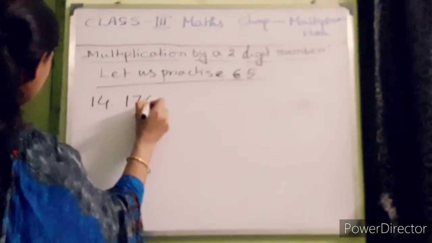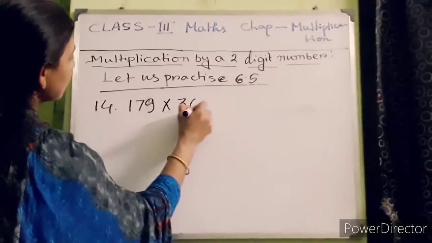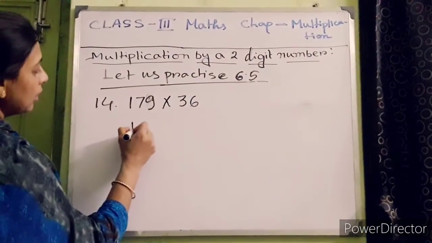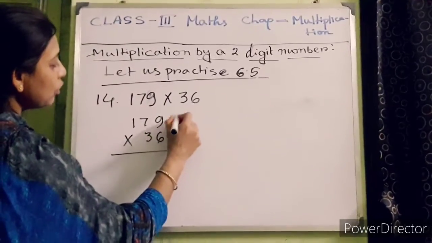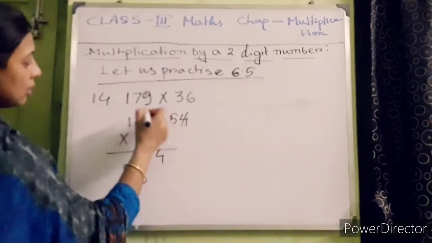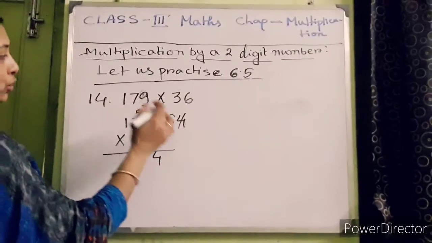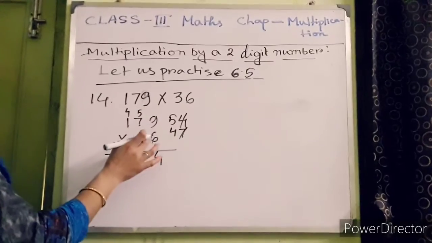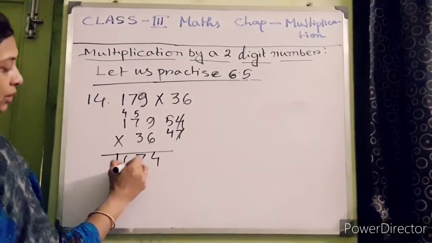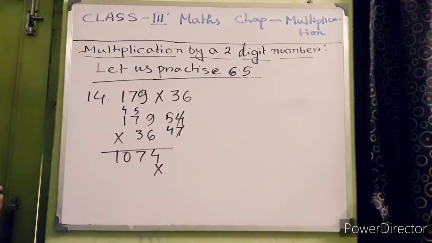Now number 6. 179 multiplied with 36. Okay, 179 into 36. 6 into 9, 54. Cut 4 and write here. 5 is in your hand, so write 5 on 7. 6 into 7, 42. 42 plus 5, 47. Cut 7 right here and 4 is in your hand. 6 into 1, 6. 6 plus 4, 10. Put a cross in one place.